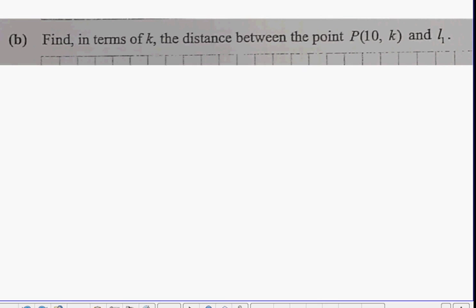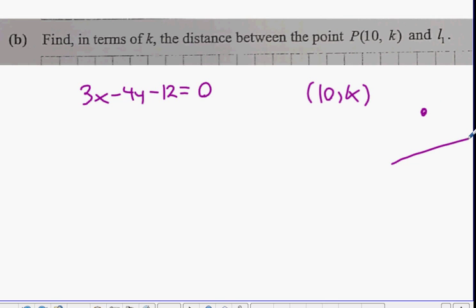Find the distance between the point 10, K and L1. What is L1 again? What's the equation for the line? It gives it in the question. 3x minus 4y minus 12 equals 0, is it? And the point 10, K. Okay. It says distance, doesn't it? Distance of a point to a line.